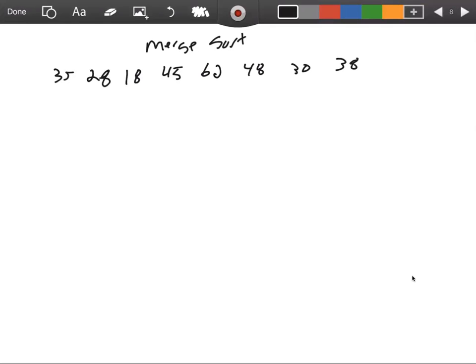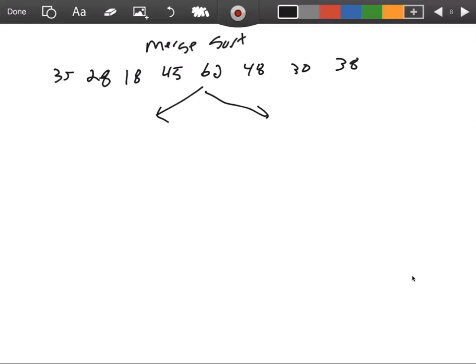The next sort we care about is the merge sort. What the merge sort does is repeatedly break the list in half, keep dividing it till there's just one, then pull it back together. So if our list is 35, 28, 18, 45, 62, 48, 30, and 38, we're going to divide it up into 2 groups.